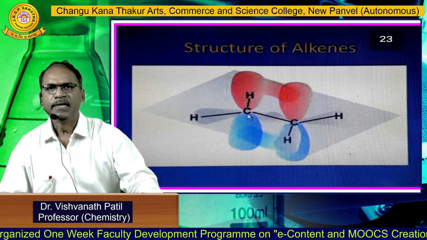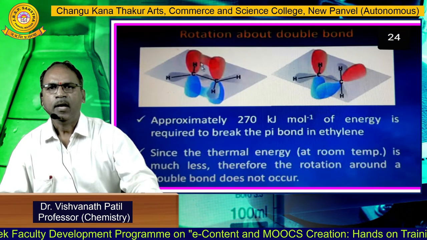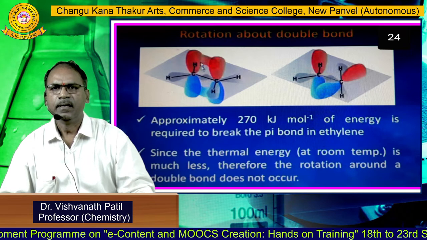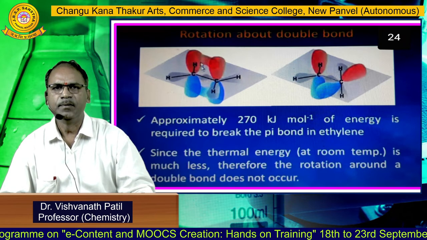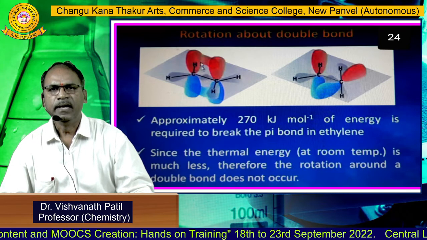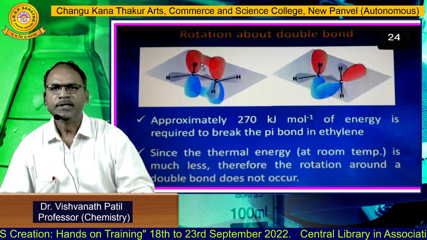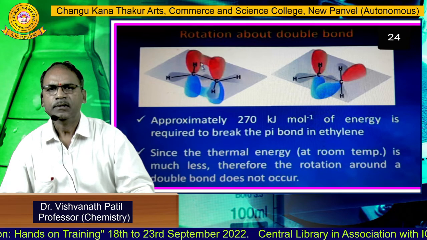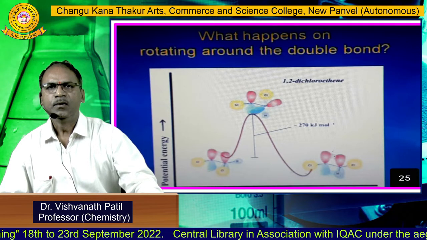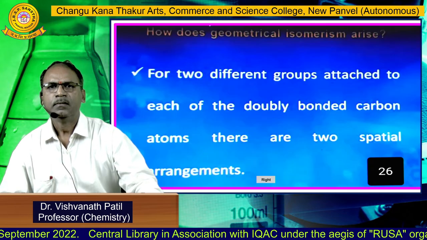Next one, the structure of alkenes having double bonds restricts rotation. Approximately 270 kilojoules per mole of energy is required to break the pi bond in ethylene molecules. Since the thermal energy at room temperature is much less, the rotation around the double bond does not occur. So this is rotating around the double bonds.